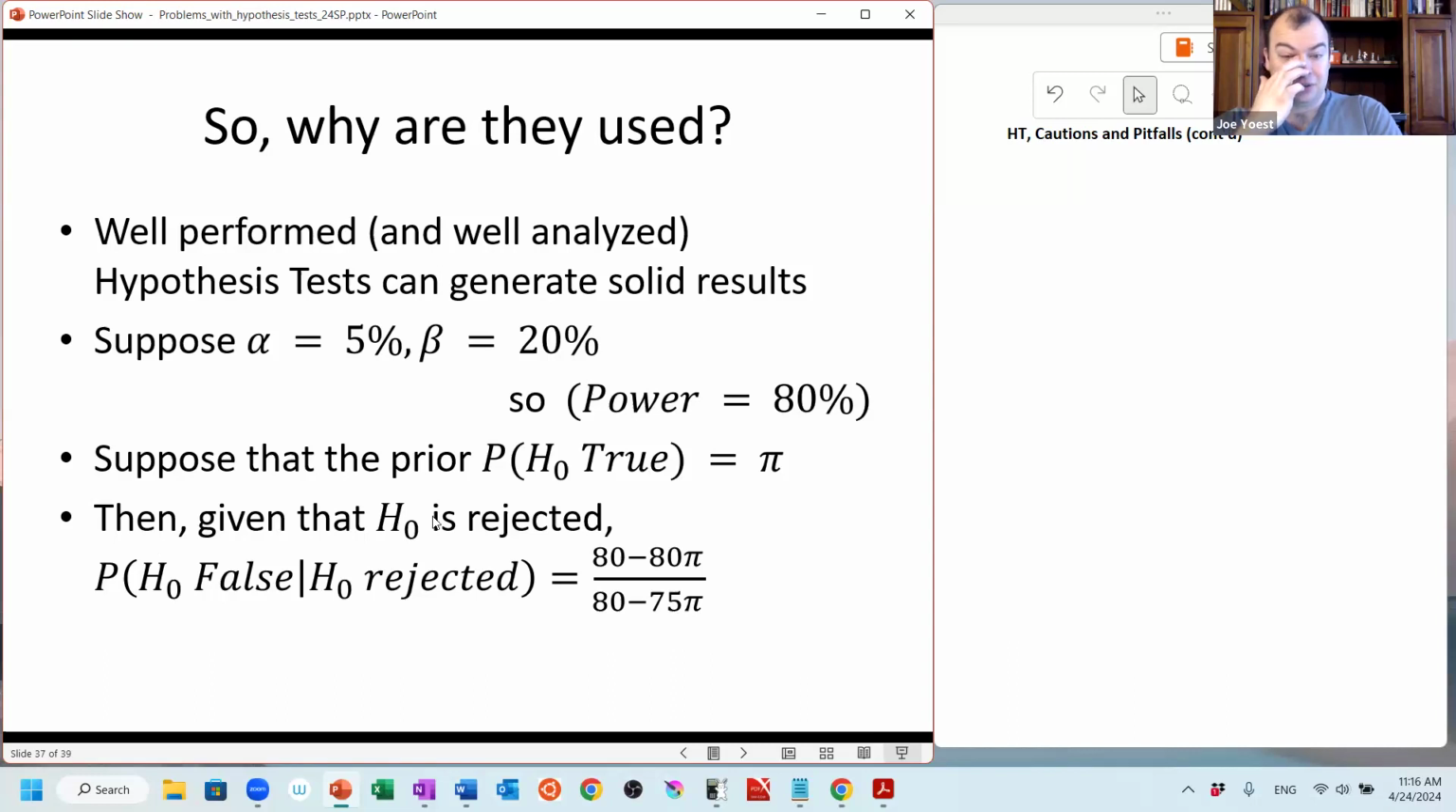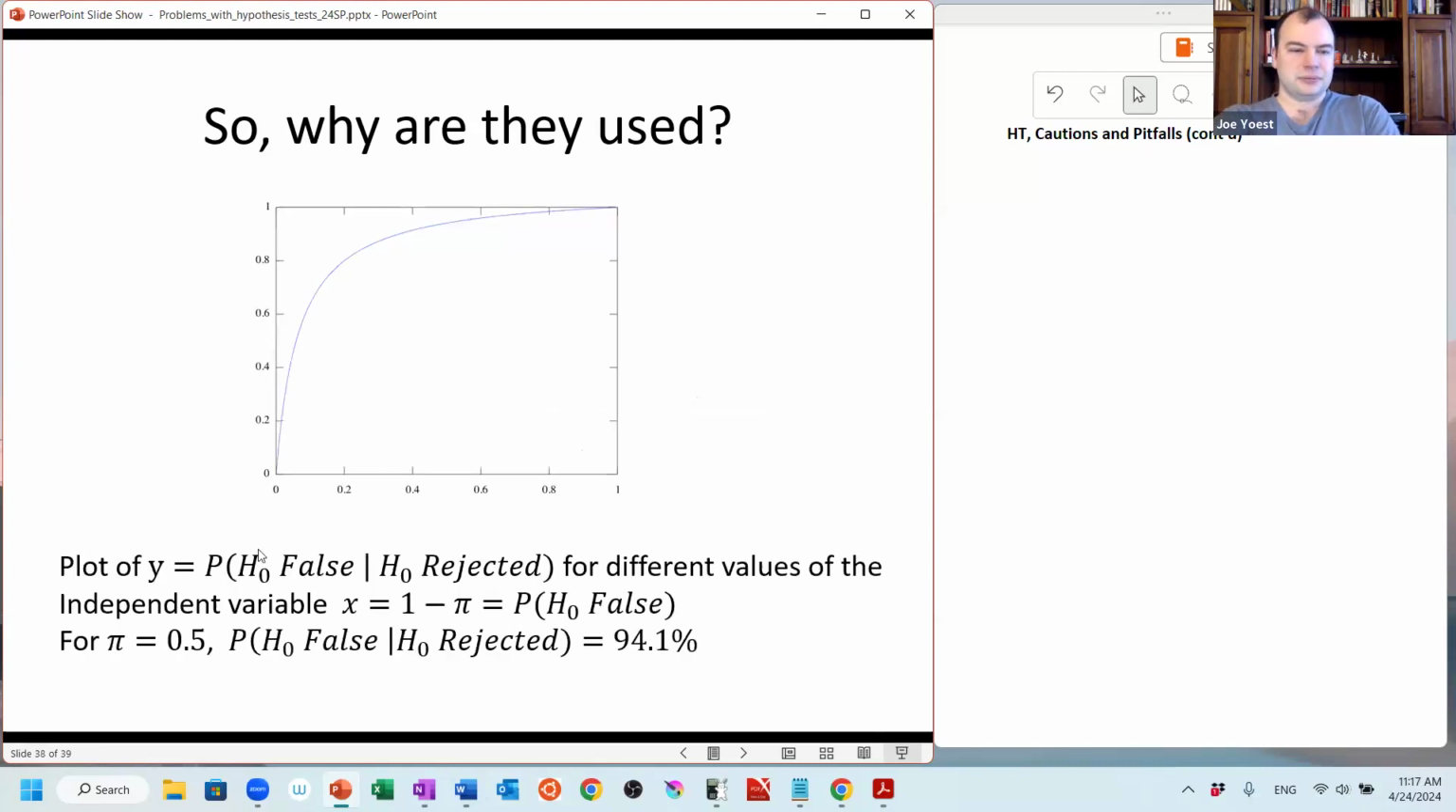Then given that H naught is rejected, what is the probability that H naught is false, given that it's rejected? In other words, what's the probability that the Bayesian would say that the null is false, given that the frequentist rejects the null, or roughly speaking, that the frequentist says the null is false? It's given by this ratio here.